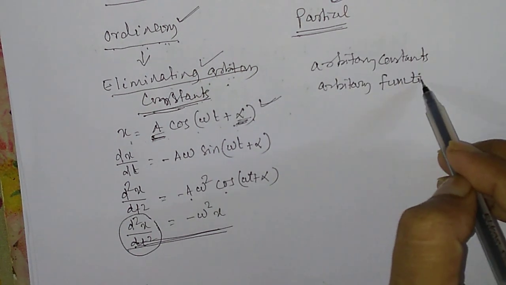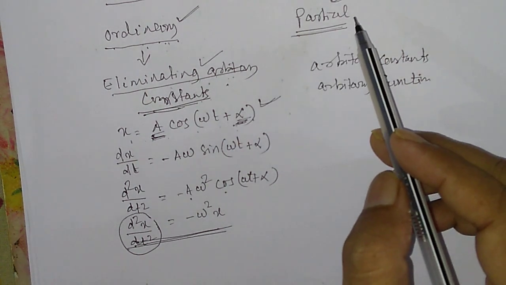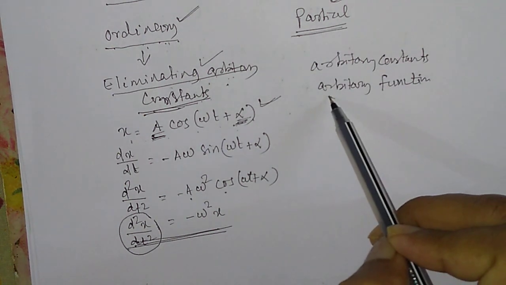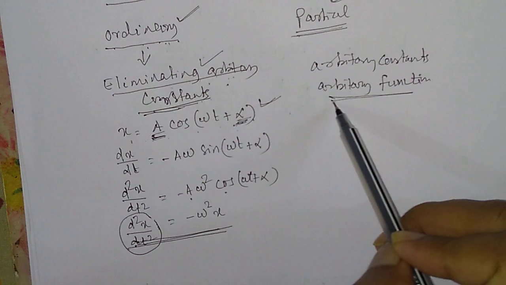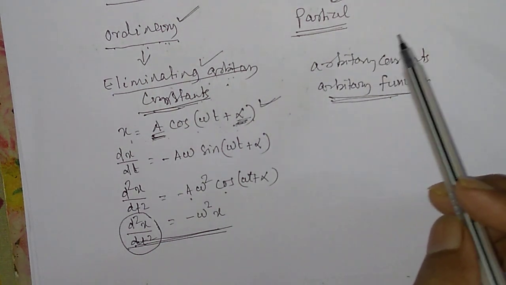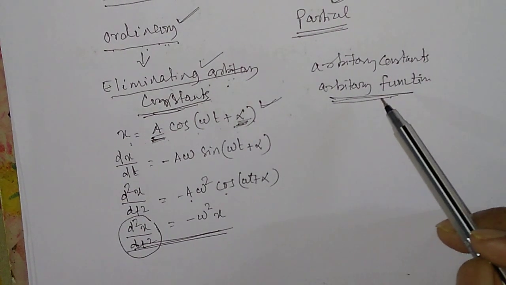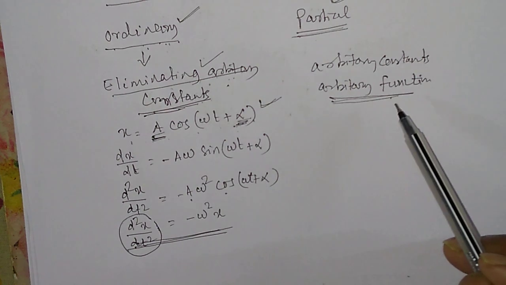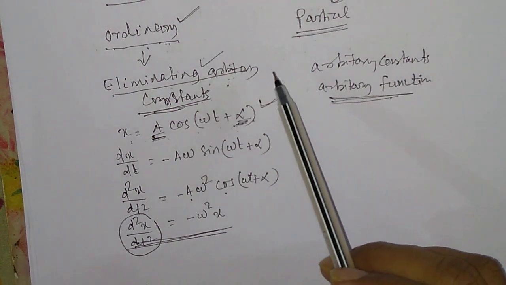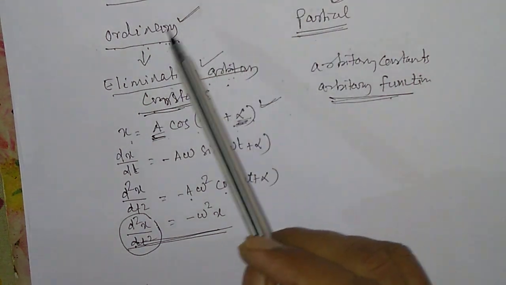Because in a partial differential equation there is more than one independent variable, is it not? So you have to eliminate one arbitrary function, one independent variable. We will see later on how we generally eliminate the arbitrary function in the construction of a partial differential equation. We will see later on.